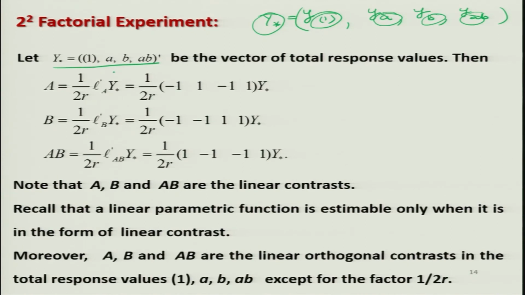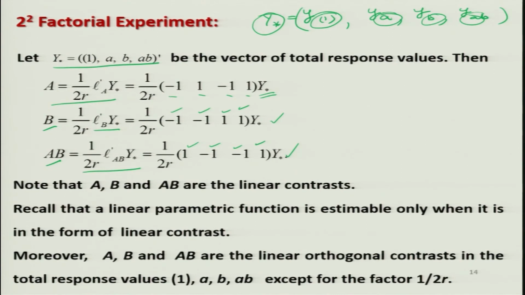So, now A is being expressed as 1 upon 2r, LA prime y star, that is 1 upon 2r times minus 1, 1, minus 1, 1, and here this is y star. And similarly, you can express B and AB as 1 upon 2r LB transpose y star and 1 upon 2r LAB transpose y star. So, this LB transpose is going to be minus 1, 1, 1, and LAB transpose is going to be 1, minus 1, minus 1, 1. Right. And then this y star will remain the same for all.